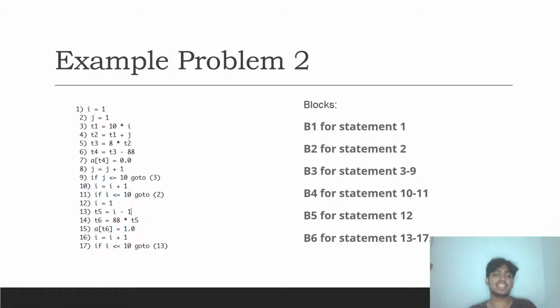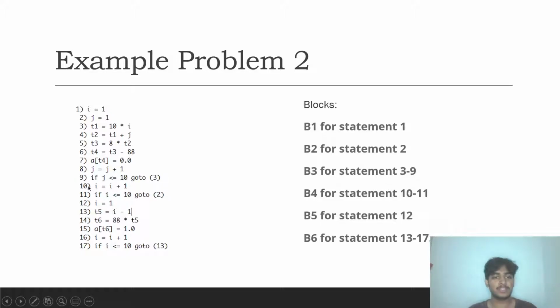The third rule states that after every go to line, the line immediately following the go to line is also a leader line. So applying these three rules, the first block is line number 1, because this is the leader block. The second block will be statement number 2, because this is where we are going. The third block will be statement number 3 to statement number 9. Why statement number 9? Because this is the go to statement. We end the block at a go to statement.